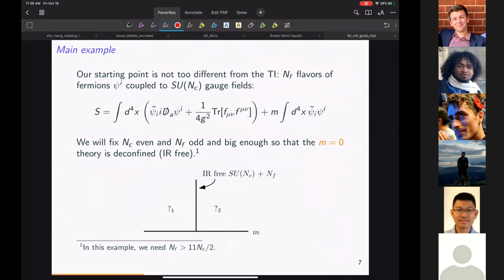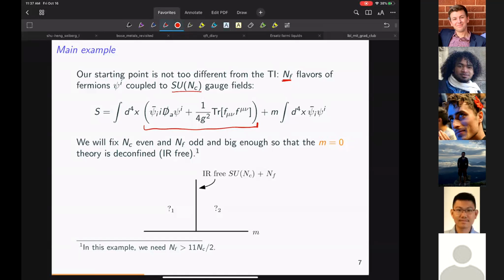So we're going to pick a QFT, right? And we're going to think about it as the second order transition between two ordered phases. And the QFT we're going to pick is this one. We have NF fermions, so this index i runs from 1 to NF. And each fermion is going to be charged in the fundamental representation of SU(NC), where NC is another parameter that we can control.